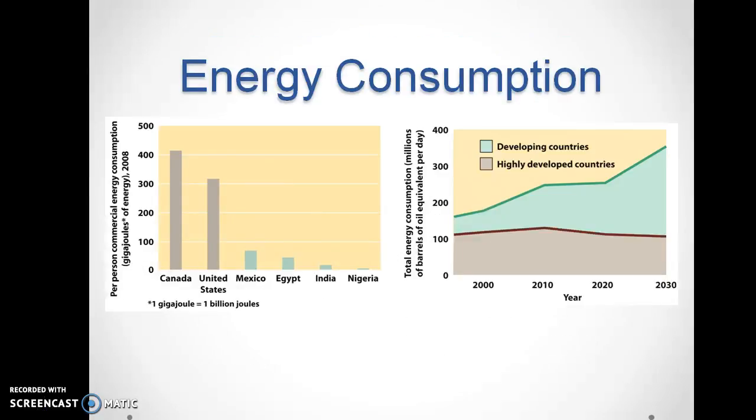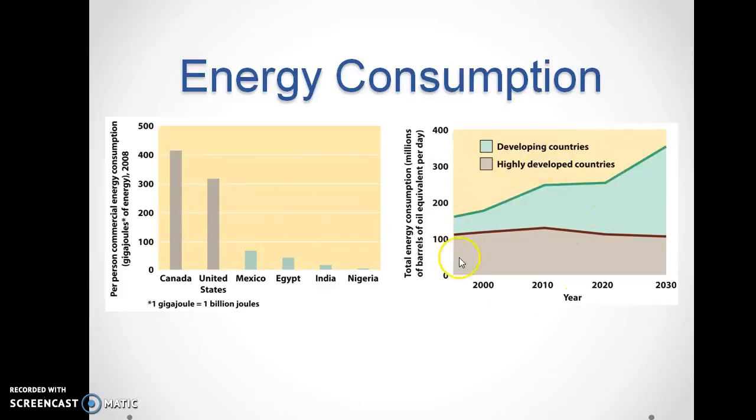So what we see if we look at per person energy consumption, actually Canada beats us, interestingly enough, but United States, here we are, and then you can look at what we're going to call developing or moderately developed countries like Mexico and Egypt, and then developing countries like India and Nigeria. They barely use any energy per person, but again, that's reflective of the fact that they don't have a lot of stuff that requires energy.